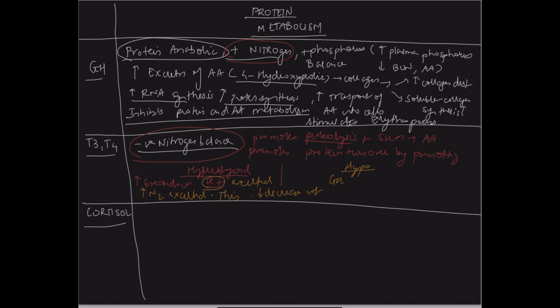Now let's go to cortisol. Cortisol has an effect which again is negative nitrogen balance. Revising again, GH has positive nitrogen balance, T3, T4 has negative nitrogen balance, as well as cortisol also has negative nitrogen balance. So, what does cortisol do? It decreases the tissue protein levels.